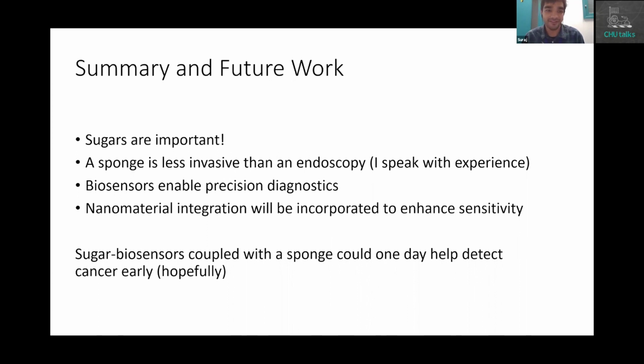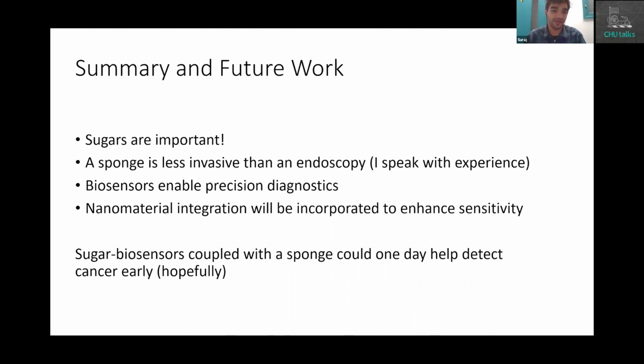And biosensors enable precision diagnostics. There's a need for better biosensors that are more reproducible, because there have been multiple designs for biosensors over the last decade, but very few have actually translated to the clinic. And I believe the main reason is reproducibility, especially in the case of electrochemical sensors. There's a huge issue of reproducibility, but hopefully using these conductive polymers and some nanomaterials to enhance the signal, we'd get around that issue.